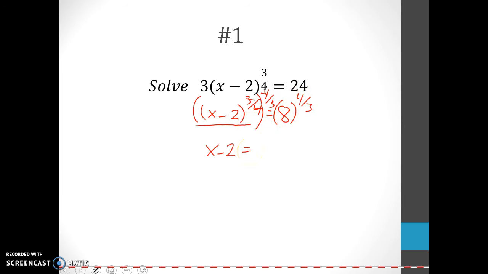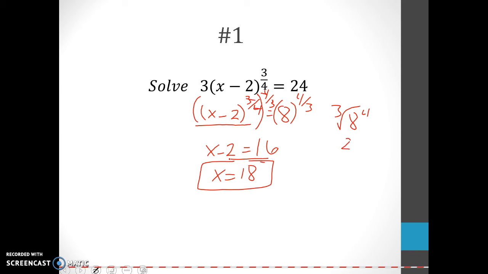And so I have to know what 8 to the 4/3 power is. Well, that's the same thing as the cube root of 8 to the 4th. Well, the cube root of 8 is simply 2, and 2 to the 4th power is 16. And so that's x minus 2 equals 16, and if I add 2 to both sides, I will get that x is 18.